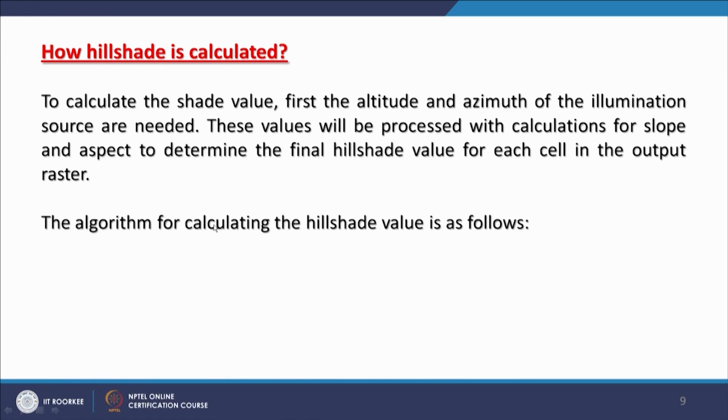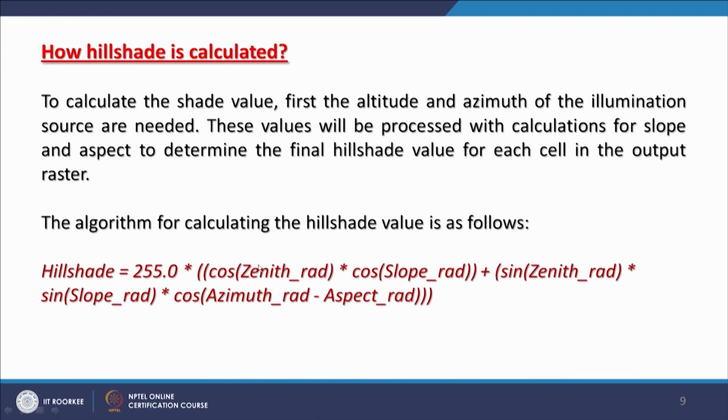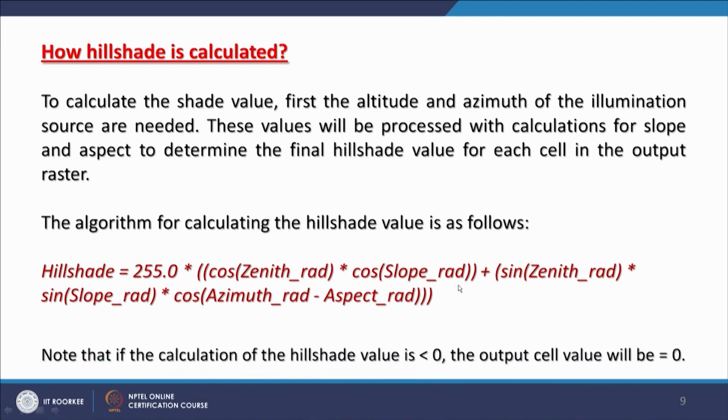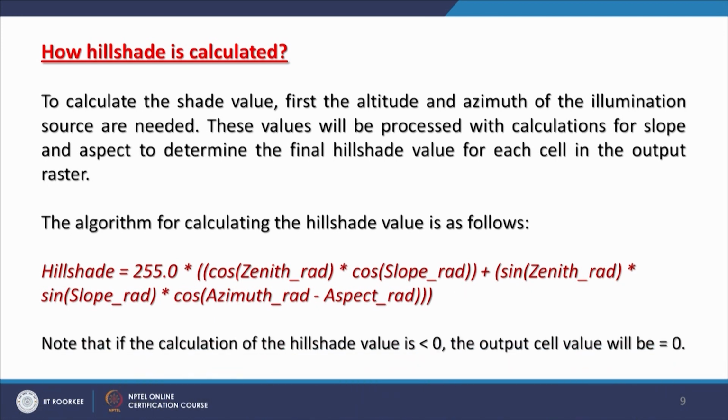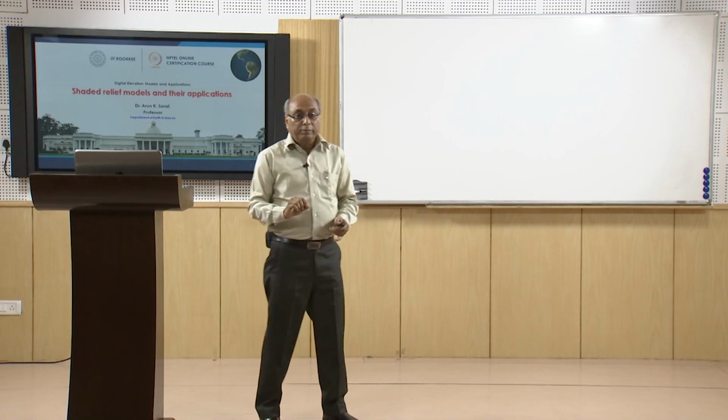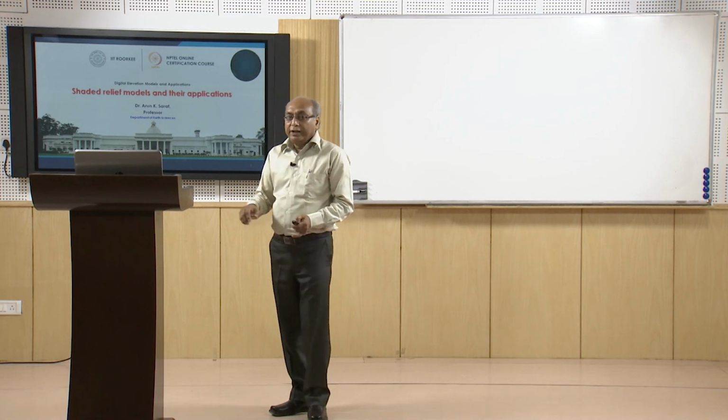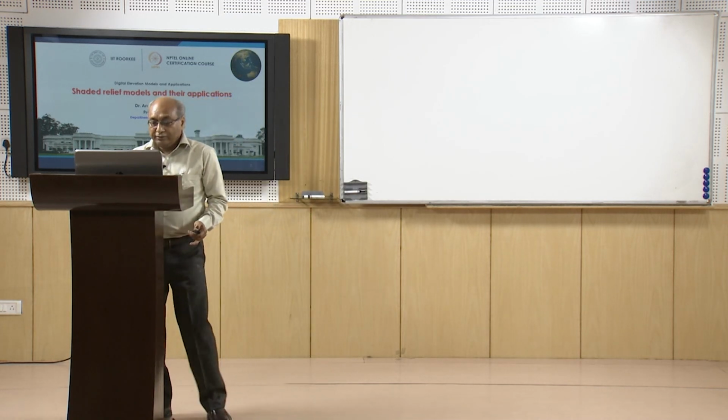The algorithm for calculating the hillshade values is like this: hillshade equals 255 times the expression, because in an 8-bit scenario this is what the value can be. But if it is not 8-bit, say 16-bit or beyond, then these values will change. This is the algorithm that will be used, and here the angles are in radians. You have the zenith and the slope, zenith in radians, sine and slope, and then finally we get the hillshade. Note that if the calculated hillshade value is less than 0, the output will be set to 0, because you cannot have a negative illumination in that case.